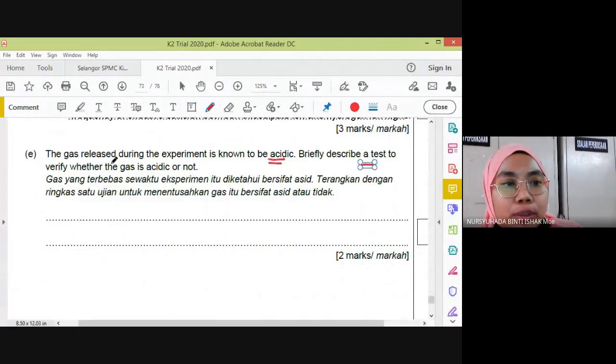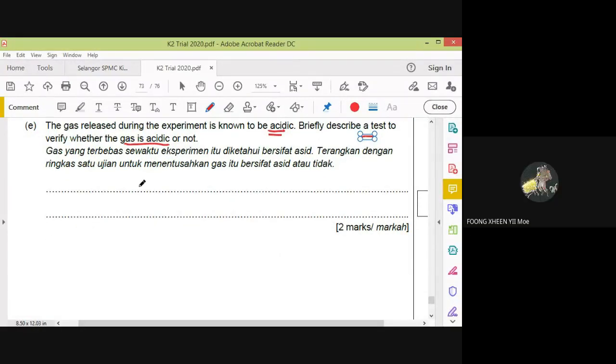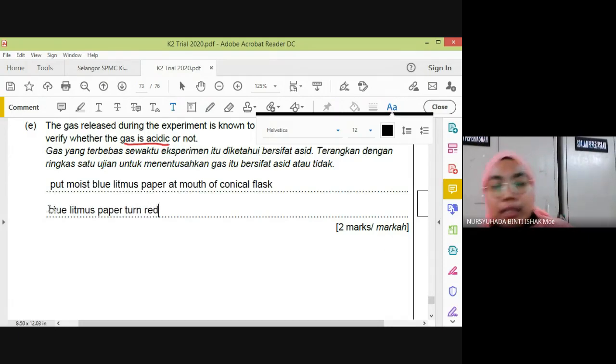So describe a test to verify whether the gas is acidic or not. So kita nak guna apa? Wet, moist blue litmus paper. Yes, panda. Okay, we put moist blue litmus paper at mouth of conical flask. Satu markah and then observation apa jadi? Blue litmus paper turn red. 2 markah.